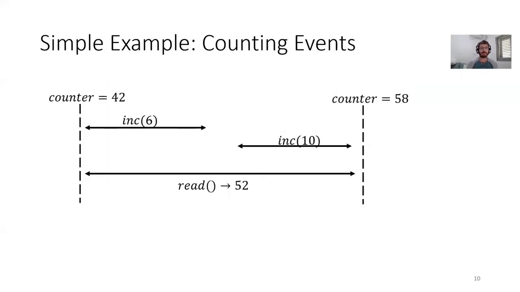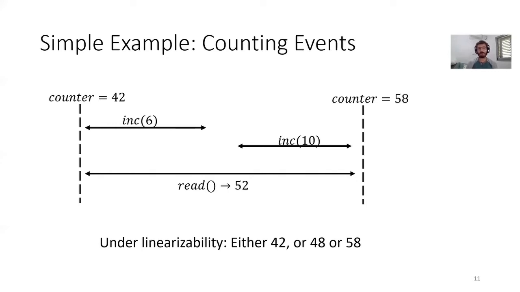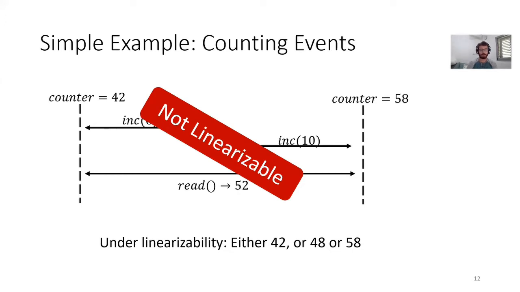Let's consider the time series of this simple example. We have a batched counter starting at 42, ending at 58, and we have a read happening concurrently to an increment of 6 followed by an increment of 10. And the question that arises is, what are the values that the read is allowed to return? Well, under linearizability, it can either return 42, which is the value before the increment, 48 in between both increments, or 58 after both increments. We can see that in our simple example, the read returned 52. Therefore, this execution is not linearizable.